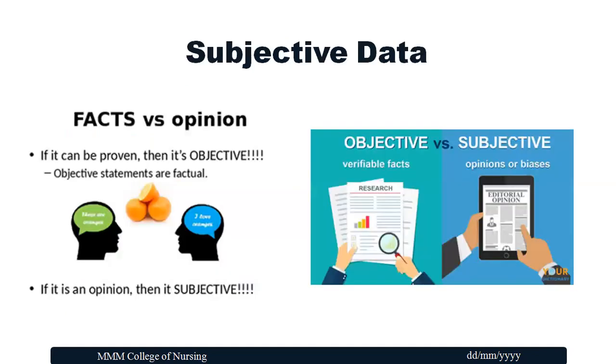So facts and opinions. What are facts and what are opinions? Anything that cannot be proven is known as subjective, that is an opinion. Anything that can be proven is known as objective. Often, objective statements are factual statements.